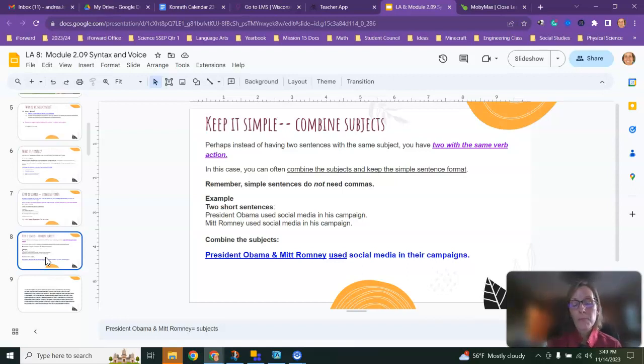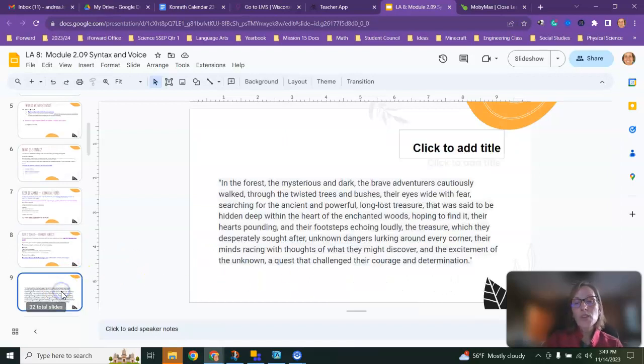Here's another example. If I'm reading through my work and I see I have written, President Obama used social media in his campaign, and then I see Mitt Romney use social media in his campaign, well, let's combine those subjects so it's not so repetitive. President Obama and Mitt Romney use social media in their campaigns. So again, it's really just making sure that you understand how important it is for your readers to have your written words make sense.